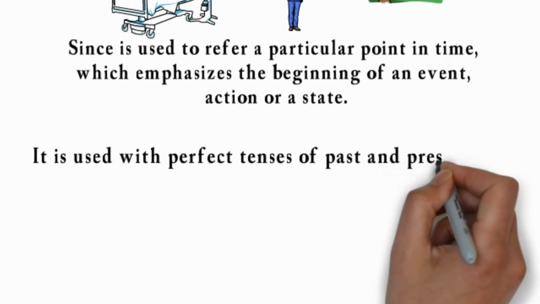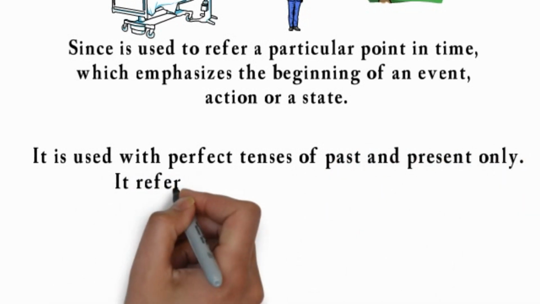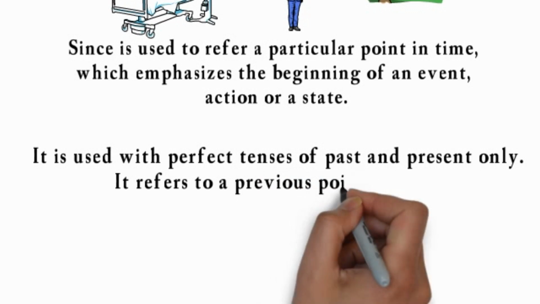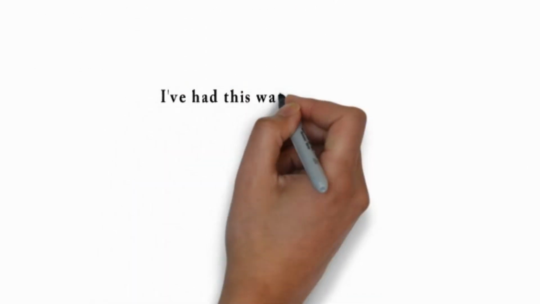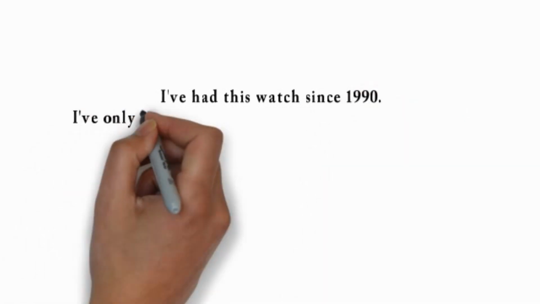So consider the examples as well. I have been waiting since 7 o'clock. I have known him since January.